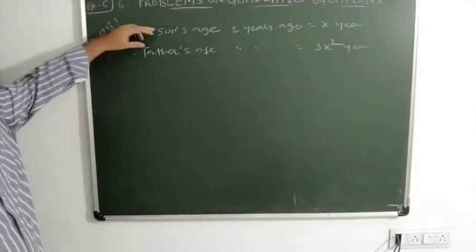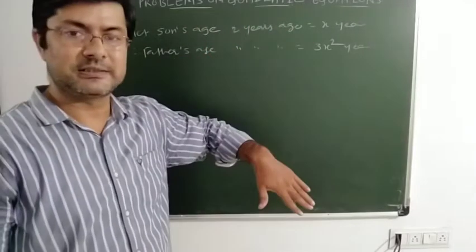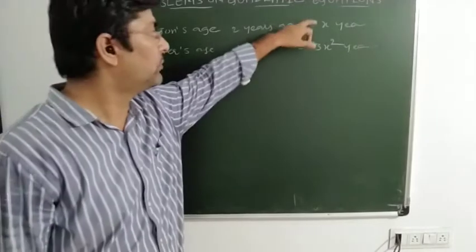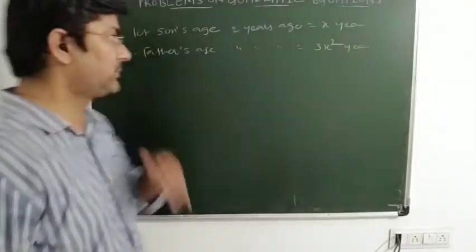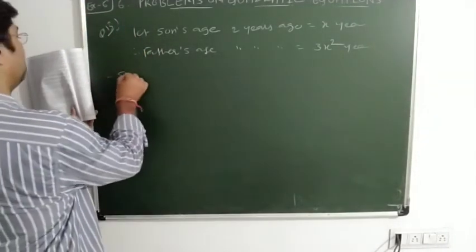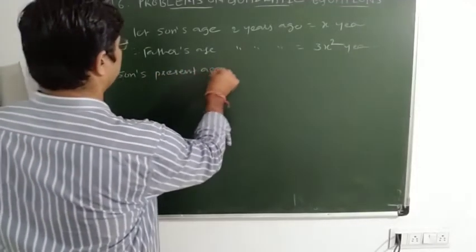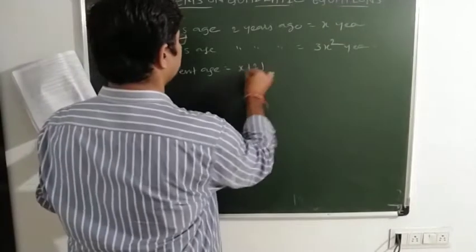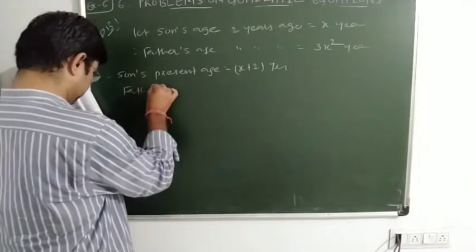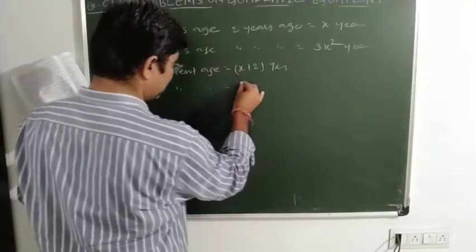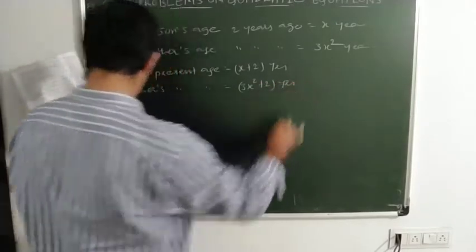Now these two ages are ages from 2 years ago, so from this we can calculate the present ages. How? Simply by adding 2 to both these ages, you will get the son's present age and the father's present age. Therefore the son's present age will be x plus 2 years, and the father's present age will be 3x square plus 2 years.